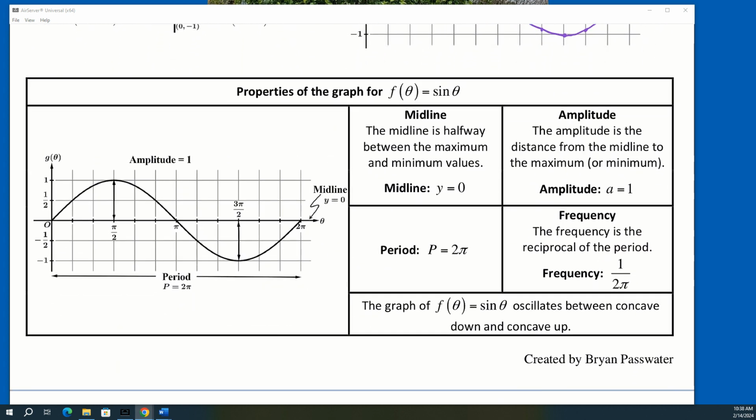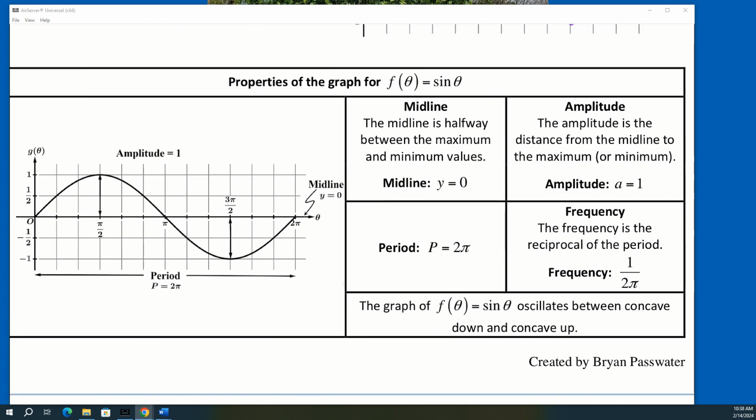Here is some information about the graph of f of theta equals sine of theta. The midline of all of these graphs is halfway between the maximum and minimum values. For the parent function, it's just y equals 0. The amplitude is the distance between the midline and the maximum. In this case, that amplitude is 1 unit. It's also midline to minimum, 1 unit. The period is how long it takes to complete one full cycle. This one completes the cycle in a distance of 2 pi.